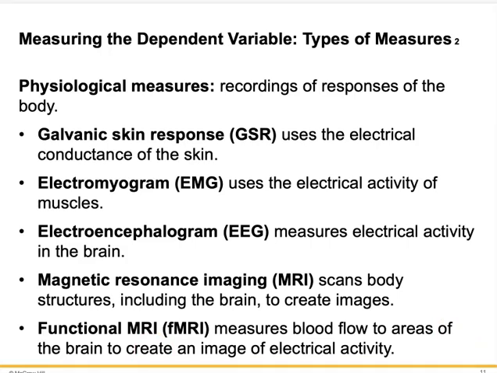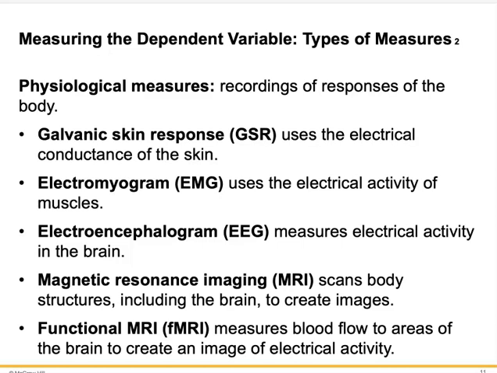Another type of measurement would be a physiological measure, so the recordings of responses of the body. There are several. Galvanic skin response uses the electrical conductance of the skin. An electromyogram measures the electrical activity of muscles. An EEG measures electrical activity in the brain, right? So we can actually see what changes are happening in the brain.